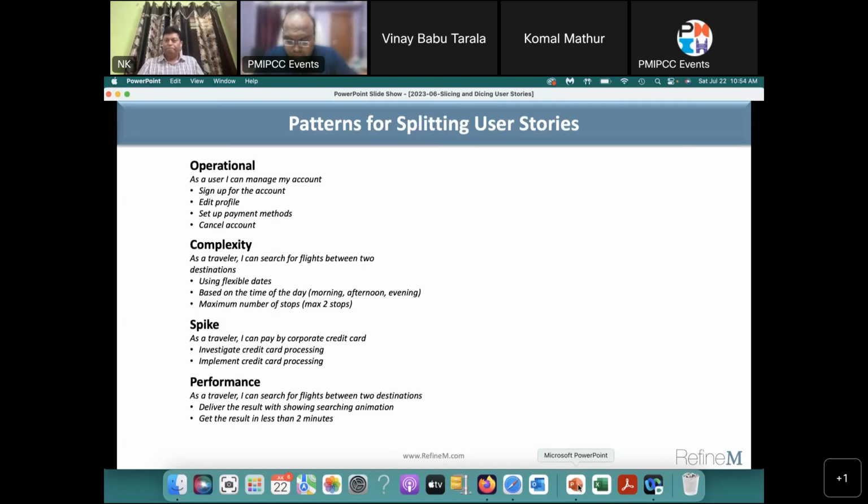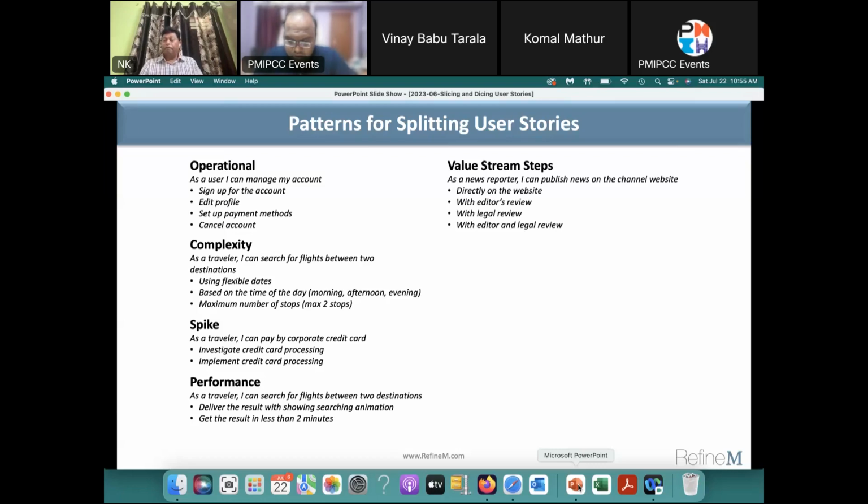So there's a spike, and then performance. In the beginning, you may not put any kind of performance criteria, but then you can add performance criteria. So your story is split into 2. First is just doing it without worrying about performance criteria. Second is after putting the criteria. Then value stream steps. How do you deliver it? What are the different stages it has to go through?